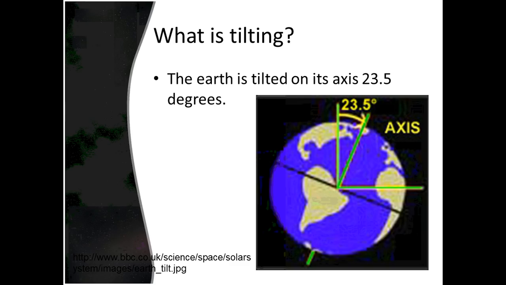What is tilting? Well, our earth is tilted on its axis at 23.5 degrees. The axis is that imaginary rod that runs right down through the middle of our planet. And you can see here that the earth is tilted at 23.5 degrees. Here's a 90-degree angle, and here from this point to this point is our 23.5 degrees.